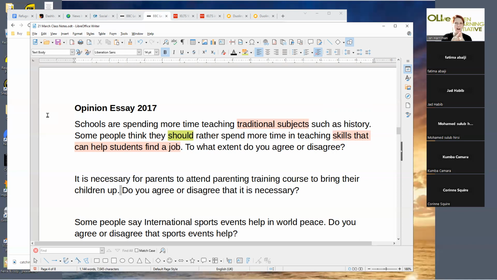There's always going to be a value word, a modal like should, or a superlative like best. Another version of this would be: schools' time is best spent teaching job skills rather than traditional subjects. So we're looking for these value judgment words, because that's what we need to focus on in our opinion. We'll talk about what traditional subjects are and some of the benefits, and what job skills they can teach are and some of the benefits of those. Then we can say that therefore, we think schools should be teaching more of this, whichever one we choose. Does that make sense?